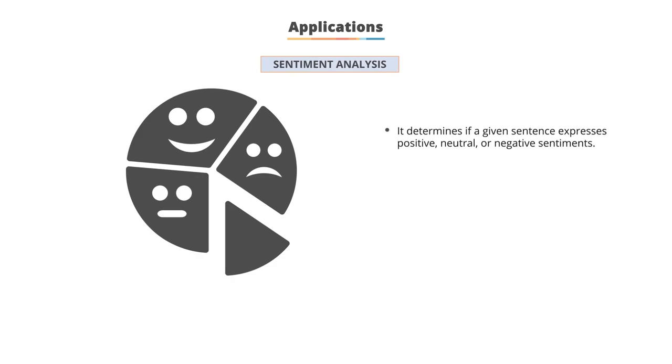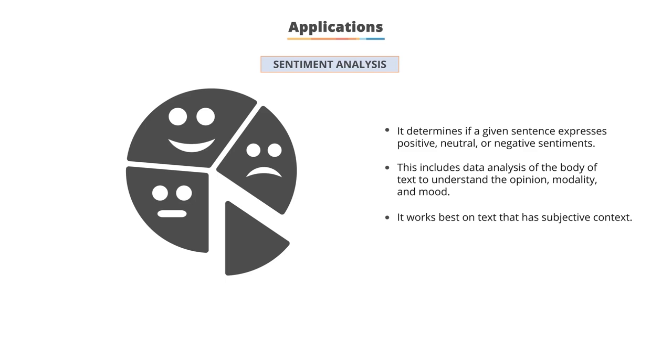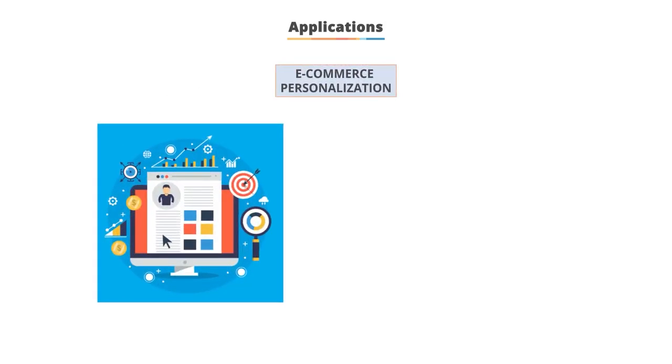Sentiment analysis. It is done in order to determine if a given sentence expresses positive, neutral, or negative sentiments. Sentiment analysis is one of the most popular applications of text analytics. The primary aspect of sentiment analysis includes data analysis of the body of the text for understanding the opinion expressed by it and other key factors comprising modality and mood. Usually, the process of sentiment analysis works best on text that has a subjective context than on that with only an objective context. E-commerce personalization.